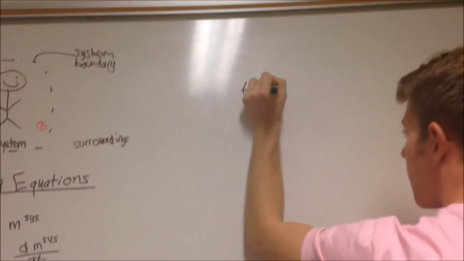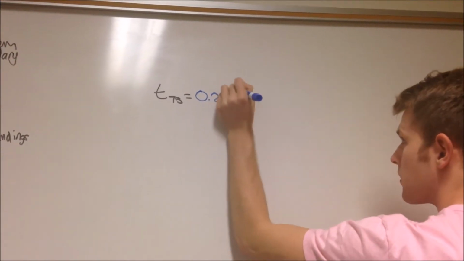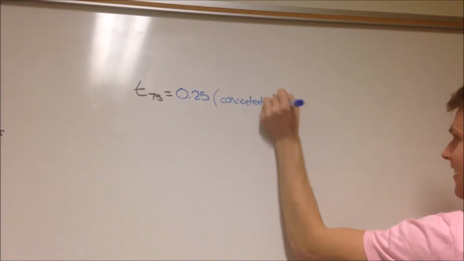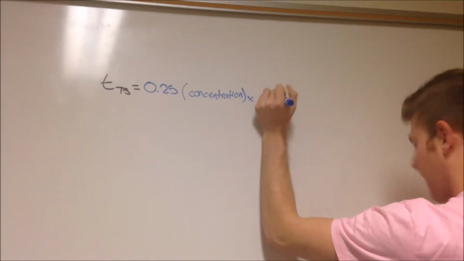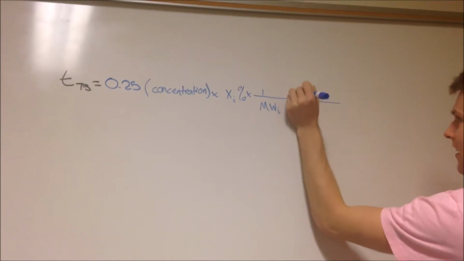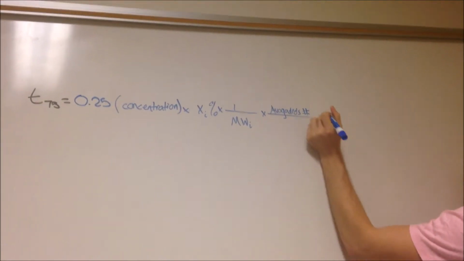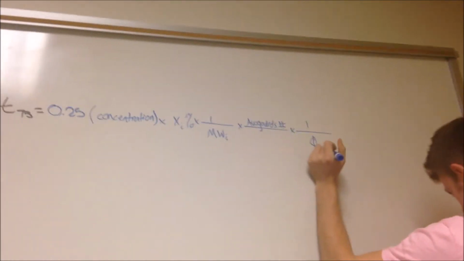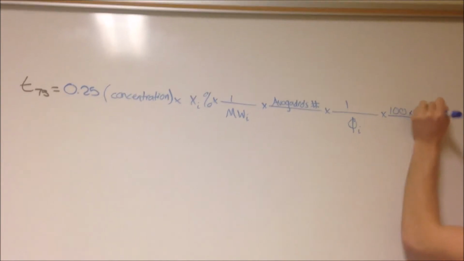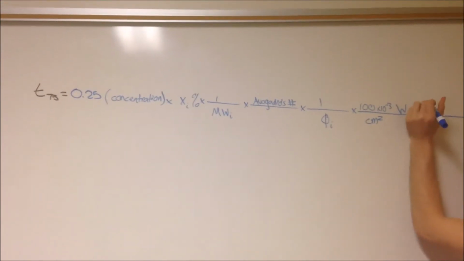So now our equation, T of 75 equals 0.25 times the concentration of our sunscreen times the percentage of each species divided by the molecular weight of each species times Avogadro's number divided by the degradation rate of each species times the amount of energy generated by the sun and divided by the amount of energy per photon.